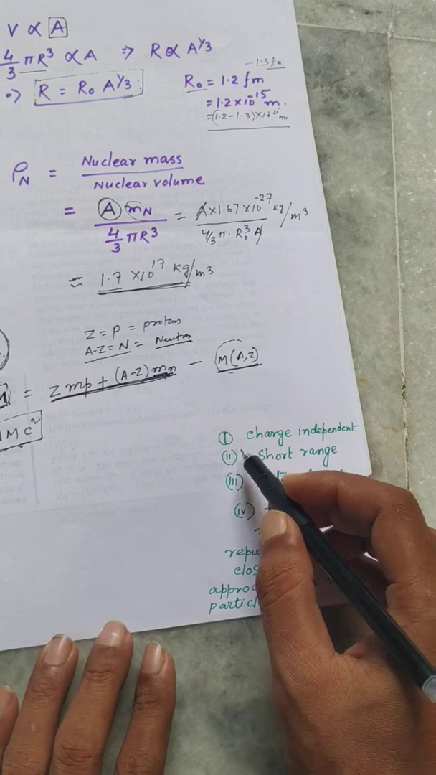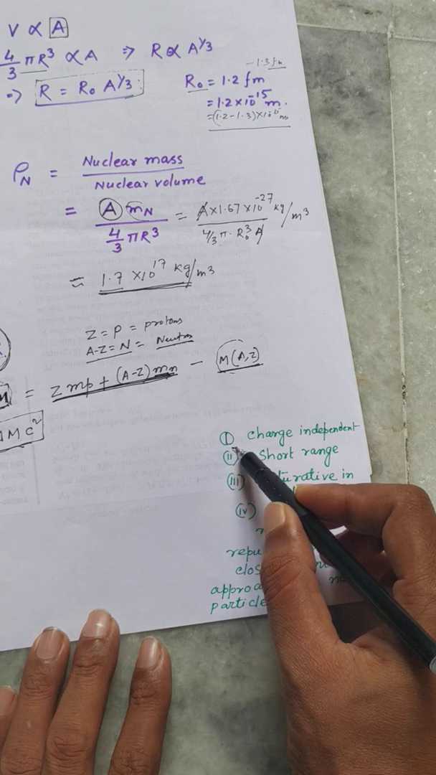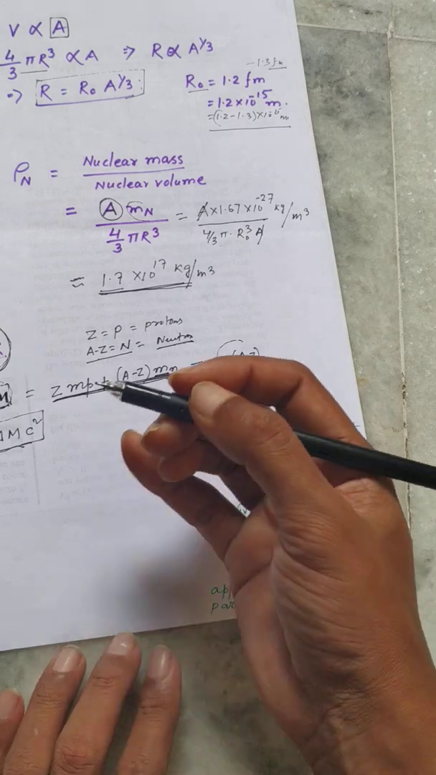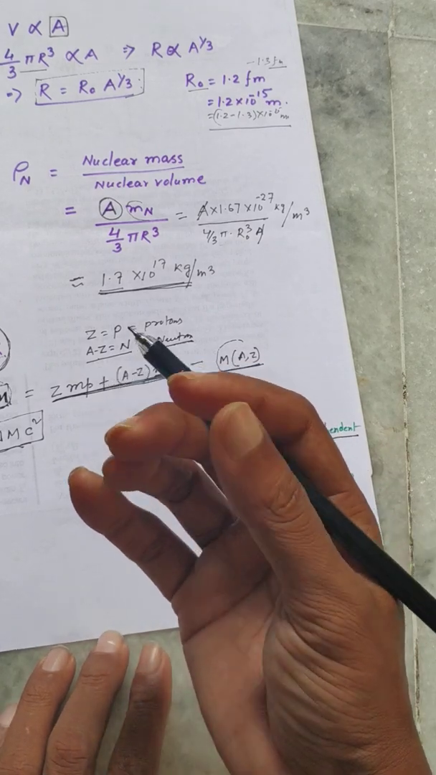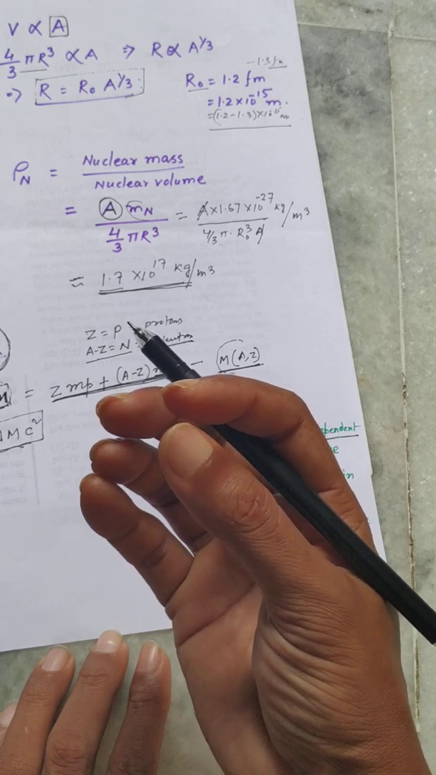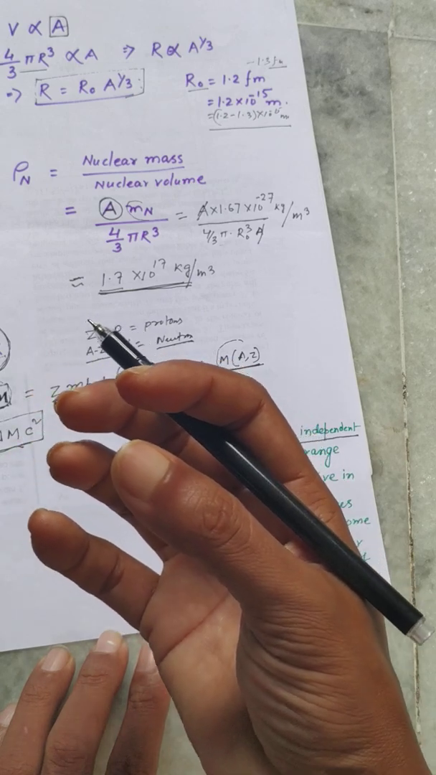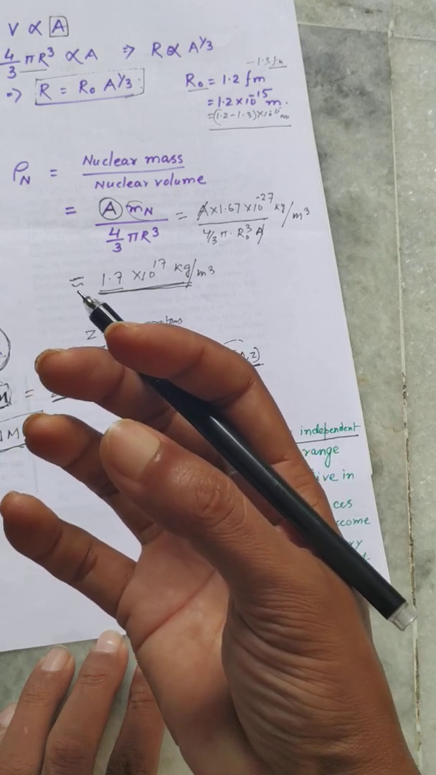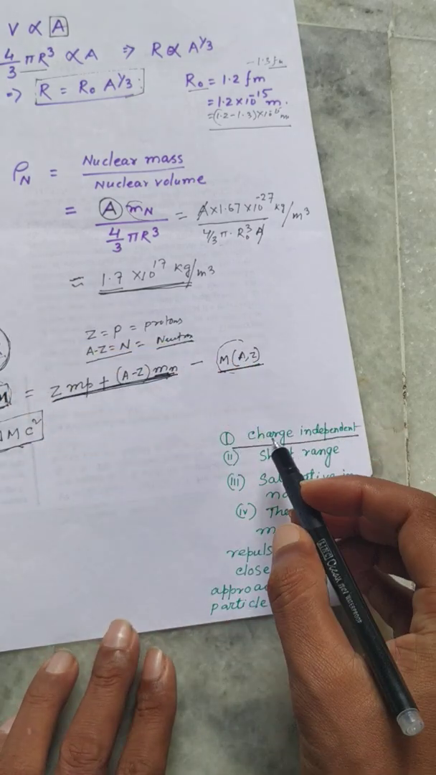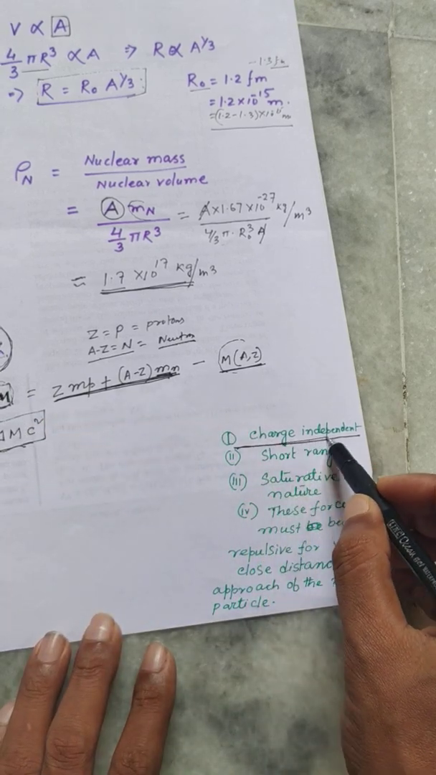Here, see the point. The nuclear force is charge independent, because in a nucleus there are protons and neutrons. Protons carry positive charge, so equal charges repel each other, but the nuclear force is attractive in nature. That means the nuclear force does not depend on the charge of the protons, so the force is charge independent.